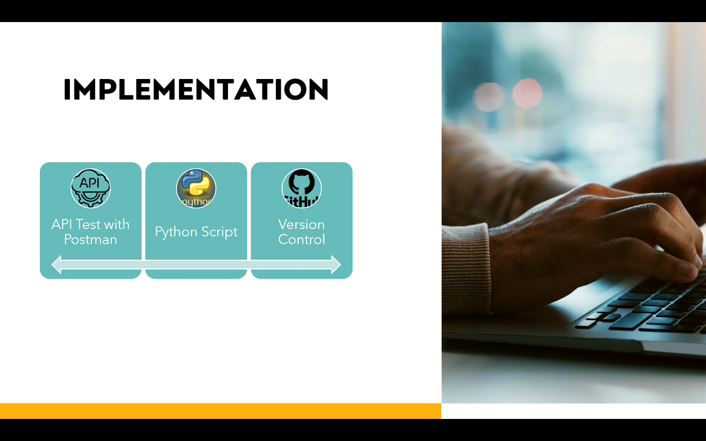So as discussed, the main implementation process from the last slide: basically, when I first started with the project, it was fundamental for me to test the API first. Then when I was able to test it, I wrote my Python script that I ended up pushing to GitHub for version control purposes. So let's talk about the API test with Postman.